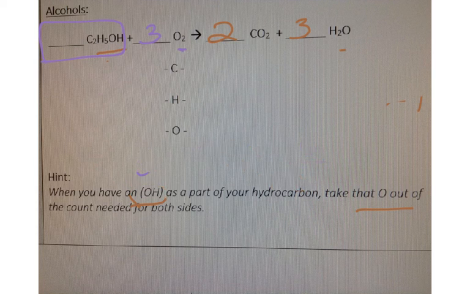So when I'm truly checking it, I have 2 carbons on the left. I have 2 carbons on the right. Doing my hydrogens, I have 6 from that guy, and I have 3 times 2, so 6 from that one. Now my oxygens, I have 1 from this guy, and then I have 6 from this one over to the right, so that makes a total of 7. As far as oxygens on the right-hand side, I have 2 times 2, which is 4, plus my 3 times 1, so that's 3. So I have a total of 7 oxygens on the right. Looking at this, I know that this is entirely balanced, so I am perfectly happy with this chemical reaction.